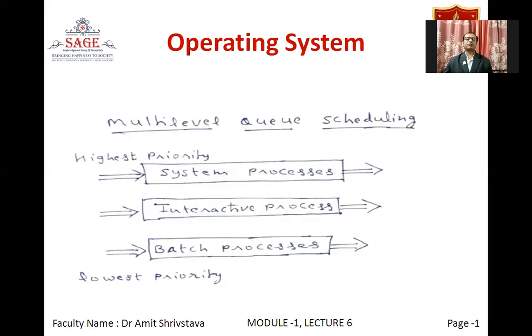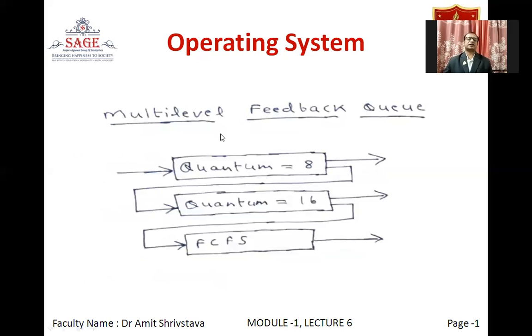But suppose I have read something from the hard disk, taken some input from the user, and after that I have done some calculations or processing, and then I want to print that data on the printer. Now that becomes a batch process. So in which category should I place my program? This is the biggest problem we face in multi-level queue scheduling. The solution for this is the multi-level feedback queue scheduling algorithm.